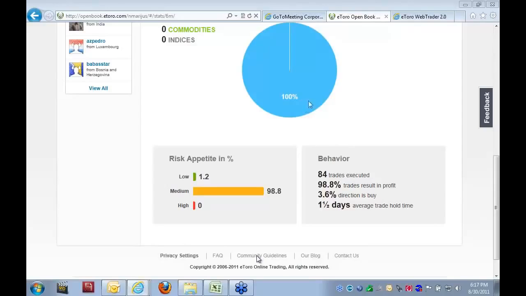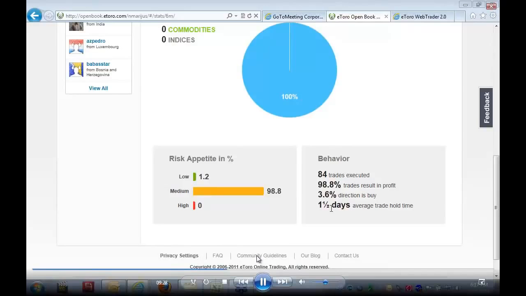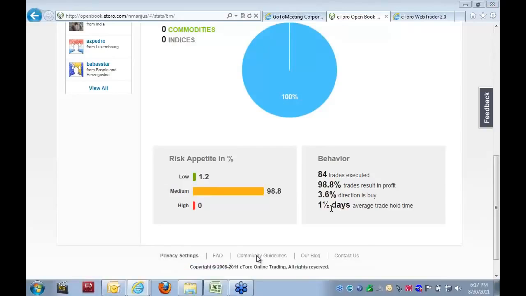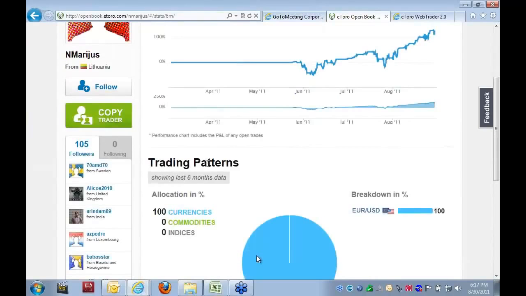Pretty much, yes. Now, we see here the risk appetite in percentages. All right. So we see here the risk appetite. It's medium risk appetite. This guy likes to hold his trades. He's not a long-term trader. He's a short-term trader, but not an extremely short-term trader. He does hold his trades for 1.5 days. That's overall what we can see about him.